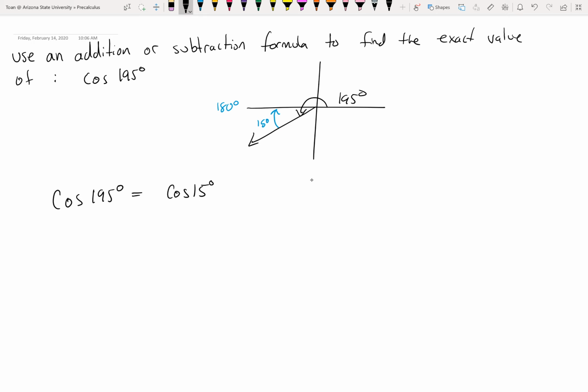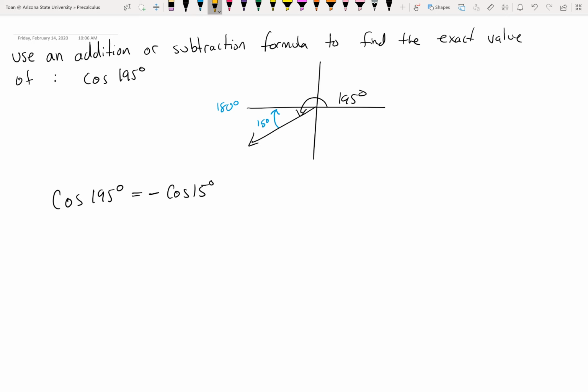But since we used a reference angle, we have to make sure we have the correct positive or negative depending on what quadrant we're in. We already know that our original angle is in the third quadrant, and it is expected that we know that cosine is negative in the third quadrant. So we need to apply an addition or subtraction formula to figure this out.